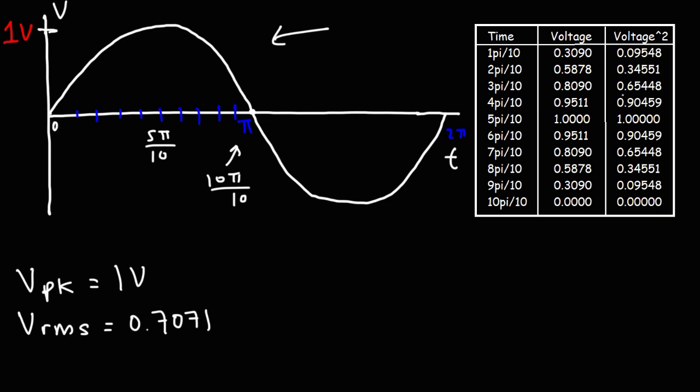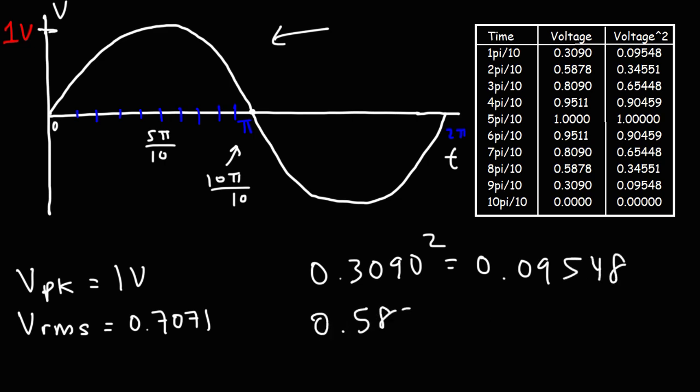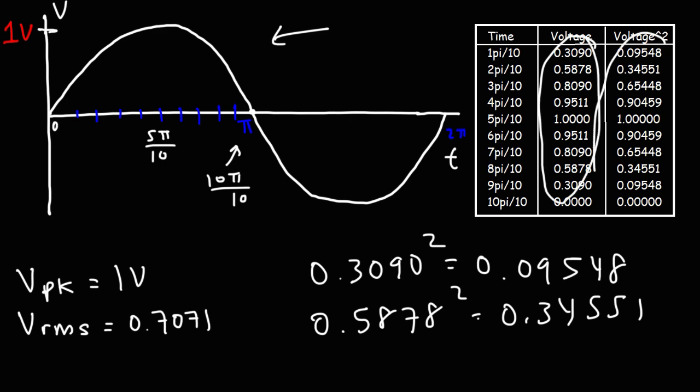Now the next thing you want to do is take the square of all of the voltages that you have. So if you square 0.3090, you're going to get 0.09548. And if you take the square of 0.5878, you're going to get 0.34551. And so take the square of this column, and then you'll write the numbers here.